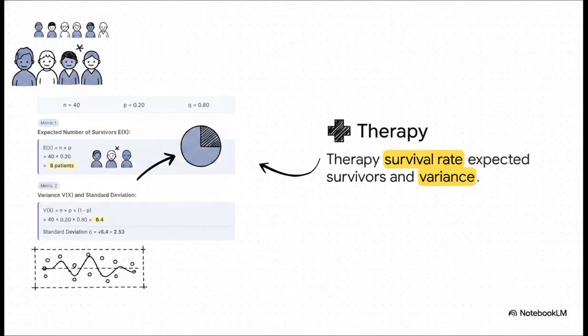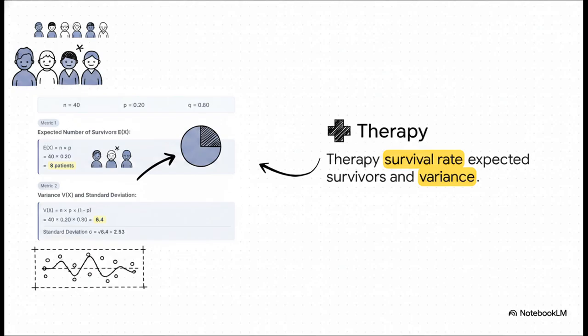But it's not just for bailing out students on multiple-choice tests. Professional statisticians use this exact same model for absolutely vital real-world tracking. Take a look at this scenario, calculating the expected number of survivors out of 40 patients undergoing therapy for kidney cancer. In this case, our fixed number of trials, our n, is those 40 patients. The probability of survival, p, is 20%, or 0.20. And the math here is beautifully simple.